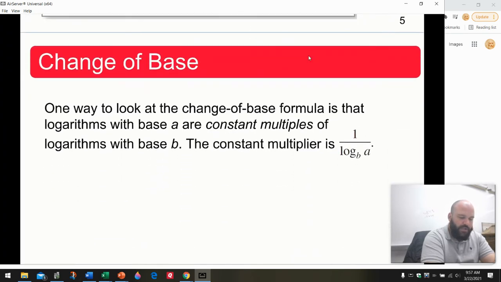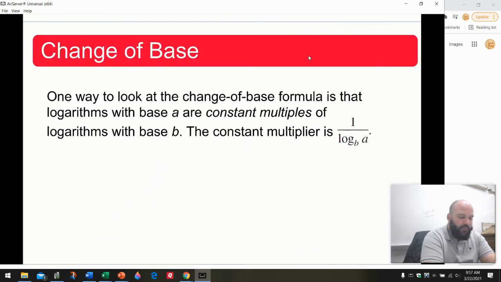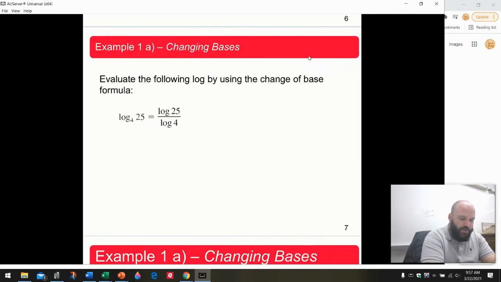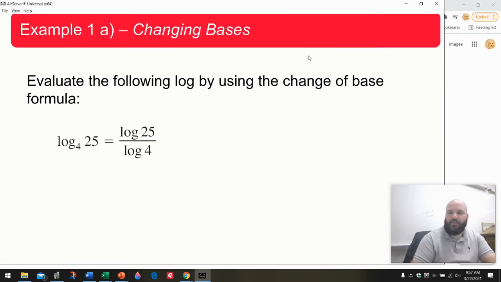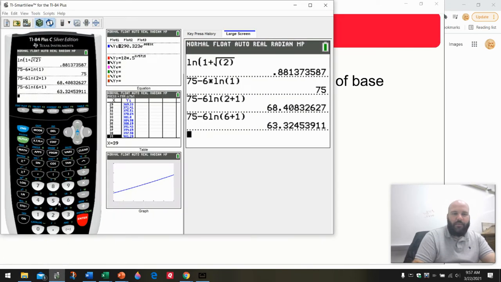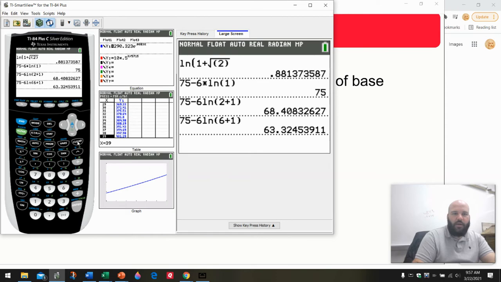So one way to look at the change of base formula is that logarithms with base a are constant multiples of logarithms with base b, and the constant multiplier is 1 over log base b of a. So let me show you an example of how to use this and to evaluate a logarithm using our calculator.